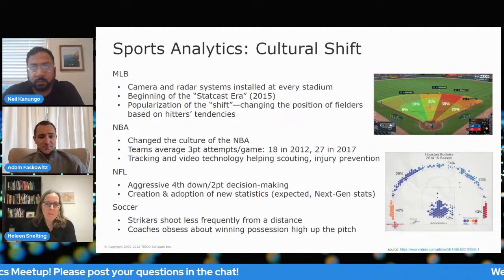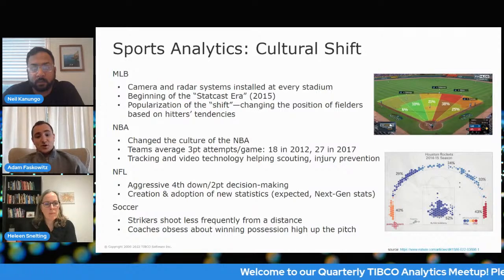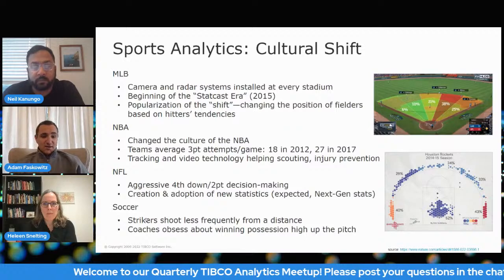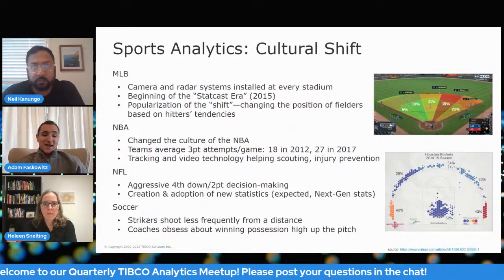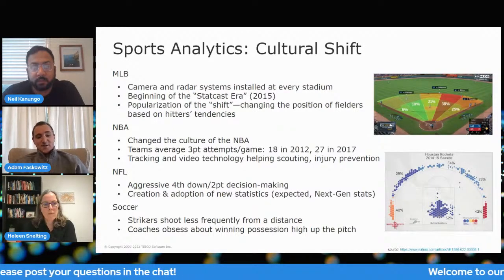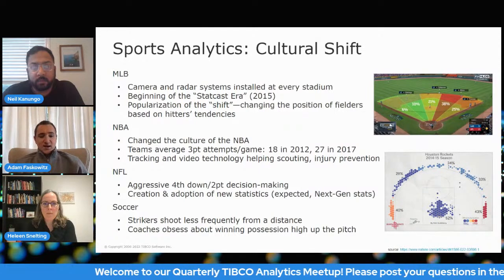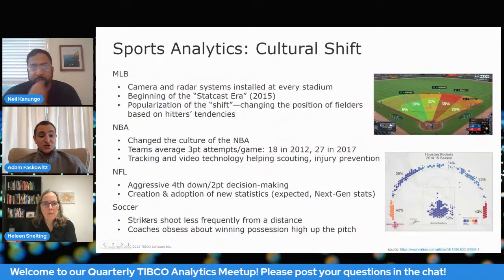So starting with baseball, and this is actually a theme across many other sports, there are camera and radar systems installed at every stadium. And this started the beginning of the quote unquote StatCast era of baseball. Baseball is divided into different statistical eras. There's now the StatCast era because of all these cameras and radar systems, which makes a lot more advanced statistics readily available. And with those statistics, teams have now changed their strategy.